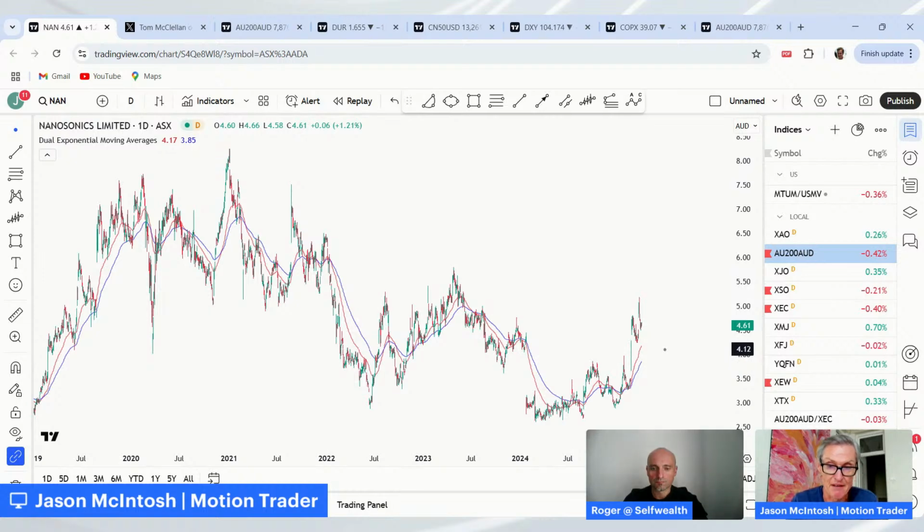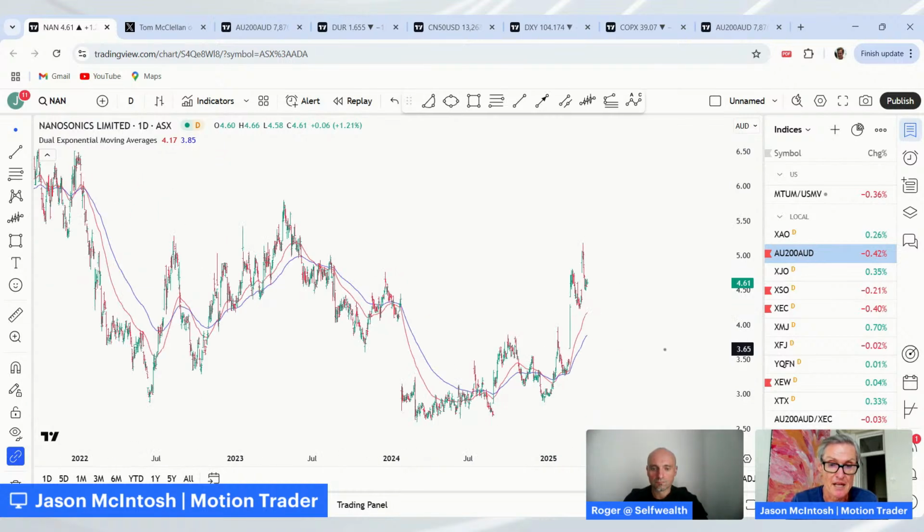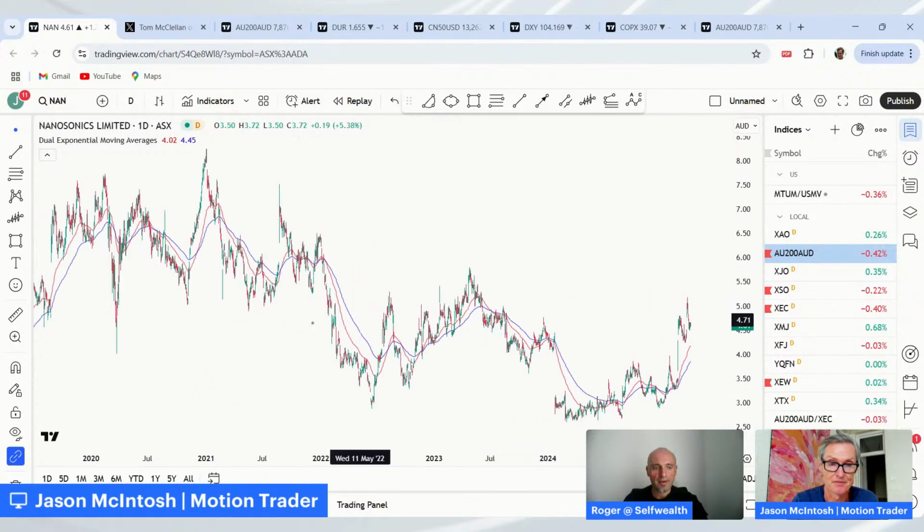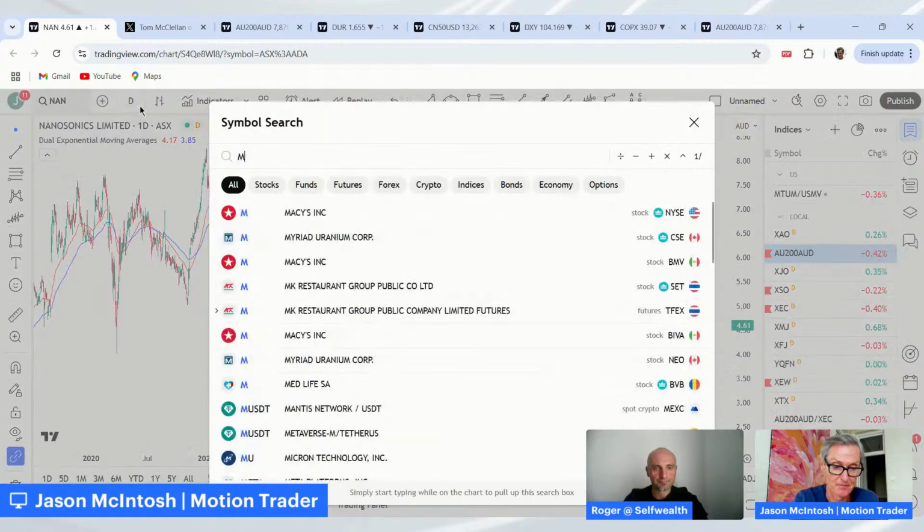Getting a bit ahead of ourselves with that, but I think the simple case is, if I was in, I'm happy to stay in. But if I wasn't in, I'd probably watch it and see whether we get a consolidation before considering maybe getting in. Okay, MAU.